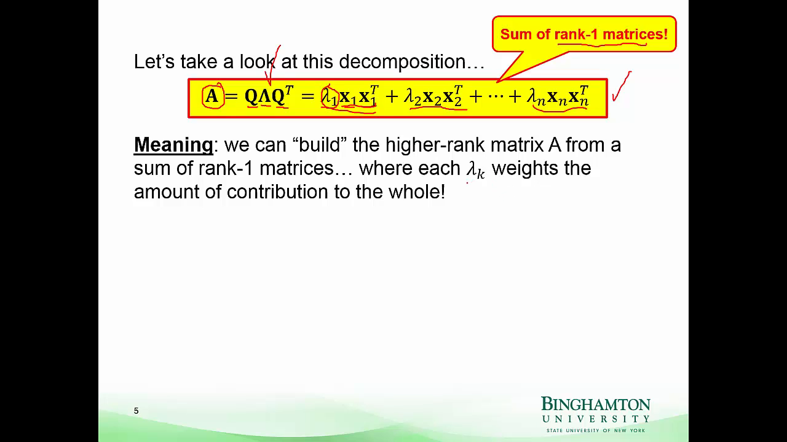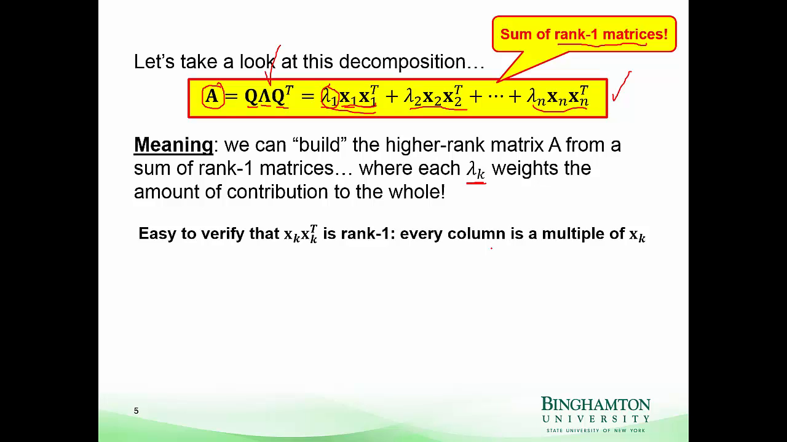And we have different weights on each of these. It's easy to see that each one of these terms, something of this form, is rank 1 if we just think about what we're doing here. We're taking this vector times each element, which forms each column in that matrix. So each column of that result is just a multiple of xk. So the first column is just whatever the first element of xk is times xk.